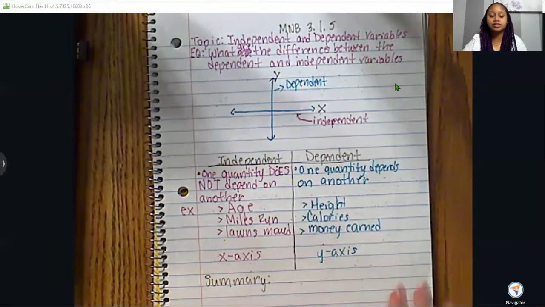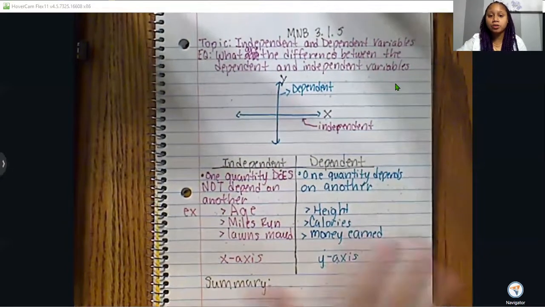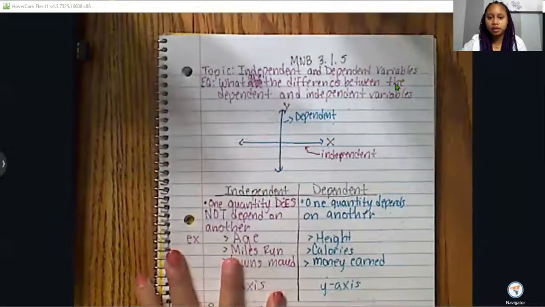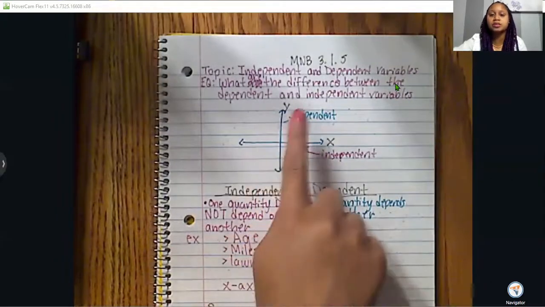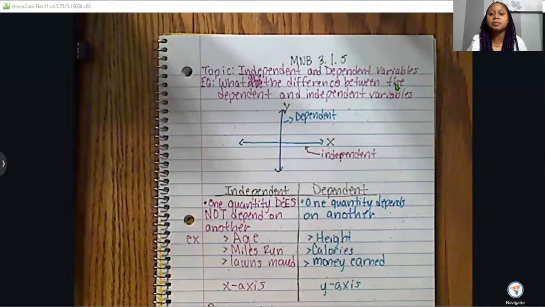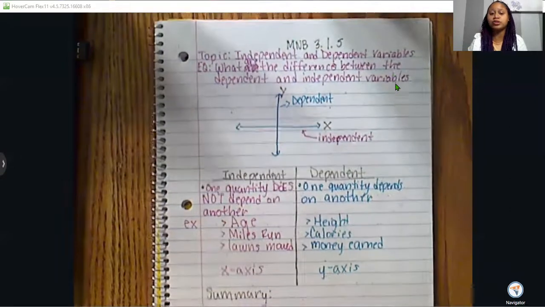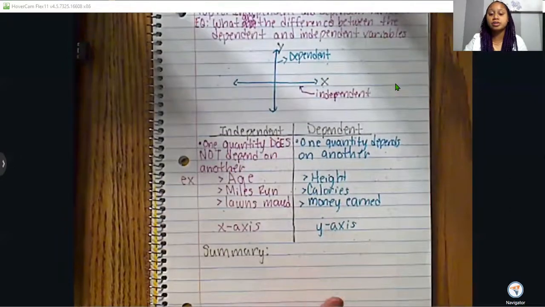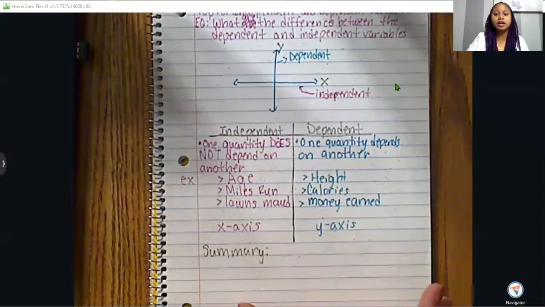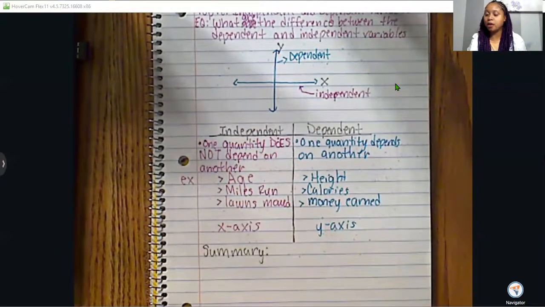So then for your summary, I want you to look at your essential question, which was what are the differences between the dependent and independent variables? So for your summary, you're going to answer that component and tell us what you think are the major differences between these two, independent and dependent variables.